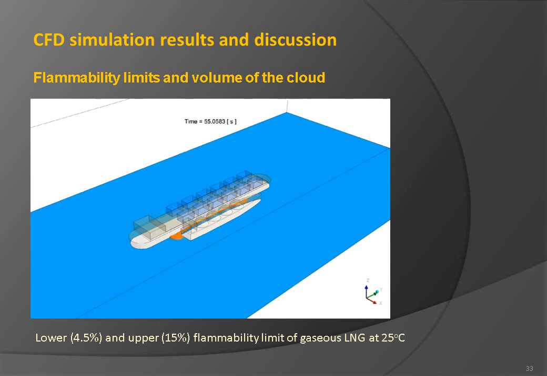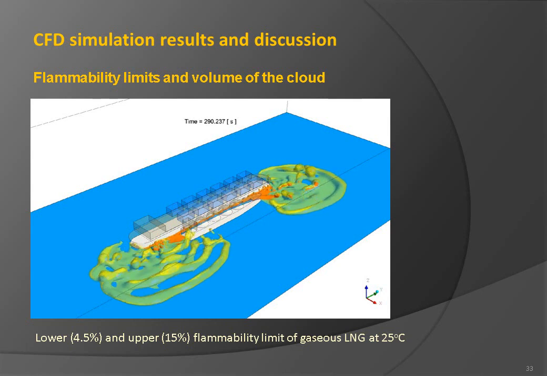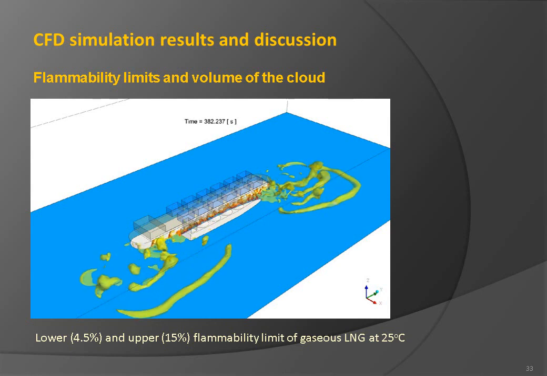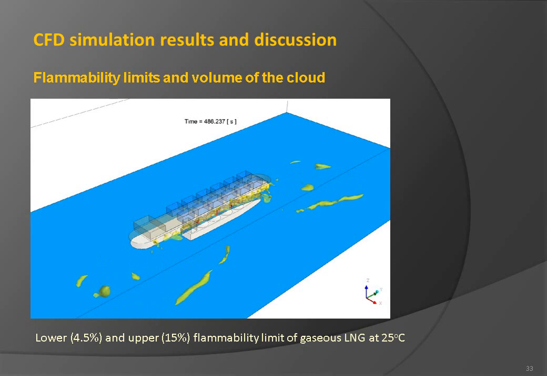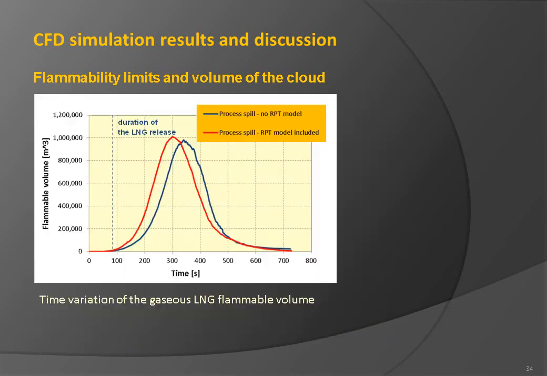The animation shows the development of the gaseous cloud. Two isosurfaces illustrate volume fraction of the lower and the upper flammability limit at 25 degrees Celsius, that is 4.5 and 50% respectively. The diagram presents the integrated flammable volume for two analyzed cases. It shows that the maximum cloud volume reaches 1 million cubic meters.